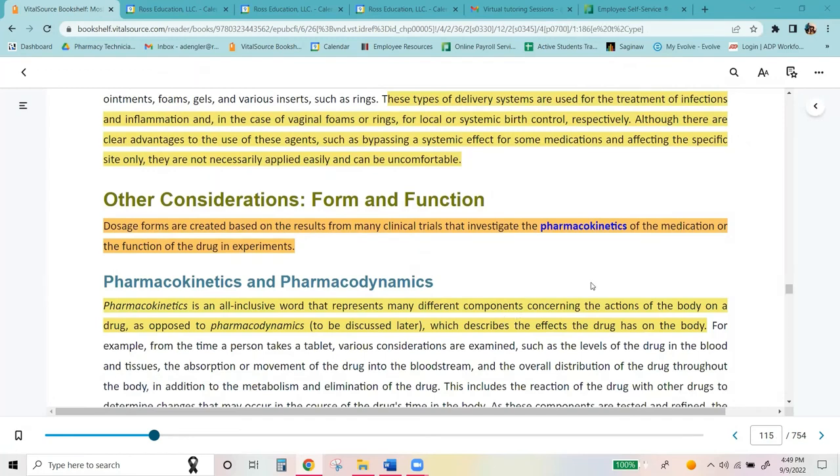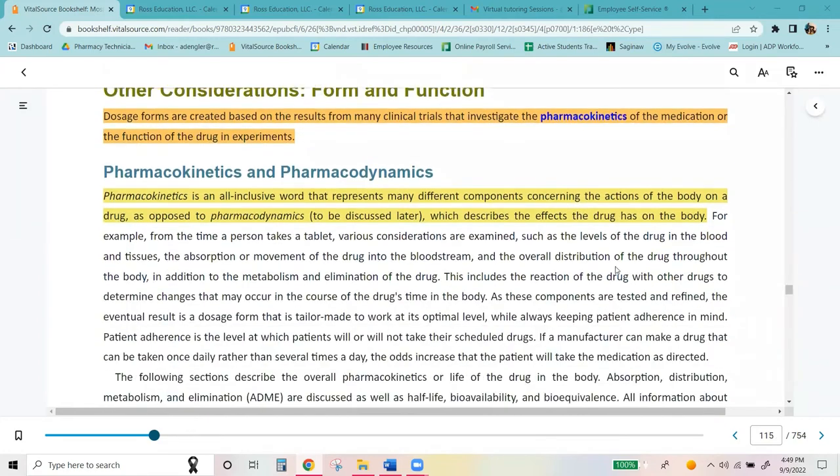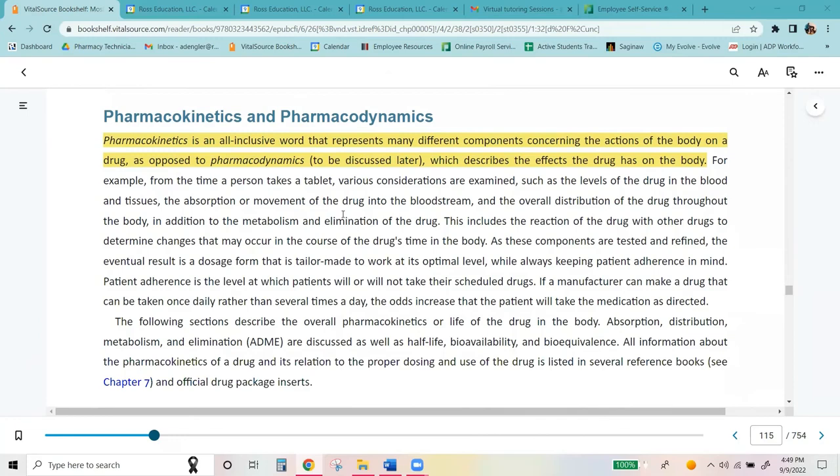Dosage forms are created based on the results from the clinical trials that investigate the pharmacokinetics of the medication, or the function of the drug in the experiment. Pharmacokinetics is an all-inclusive word that represents many different components concerning the actions of the body on a drug, as opposed to pharmacodynamics, which describes the effects the drug has on the body. And we will talk more about this in depth in the pharmacology mod, or if you've already taken the pharmacology mod, we've already discussed this in depth.